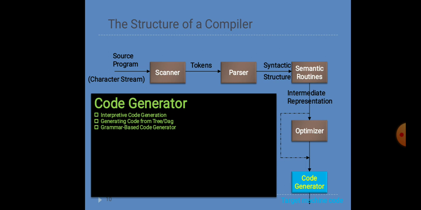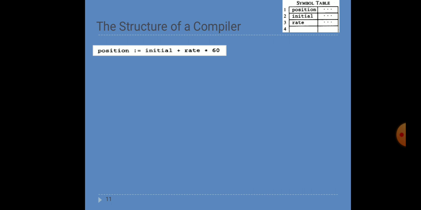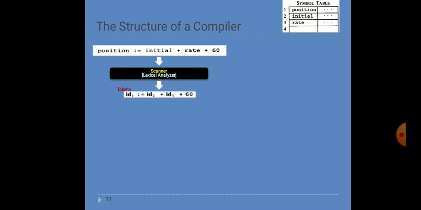The last stage is code generator. So it is interpretive code generation, generates code from tree or directly. So the final output produced by the code generator is the target machine code. The structure of a compiler where the input and output is given clearly.